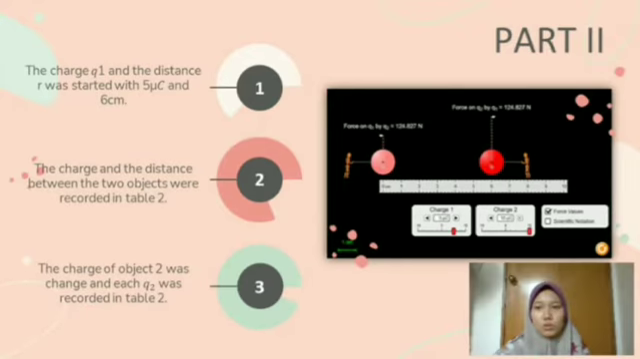Okay, we move on to part 2. The first step is that the charge Q1 and the distance start with 5 microcoulomb and 6 centimeter. The second step, the charge and the distance between the two objects were recorded in table 2. And the last step, the charge of object 2 was changed and each Q2 was recorded in table 2.